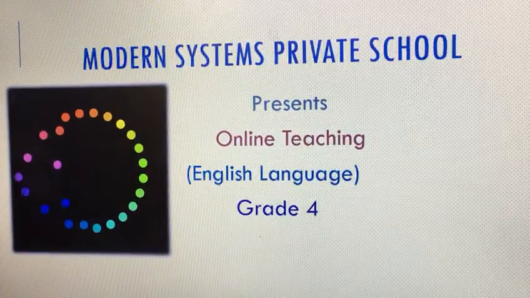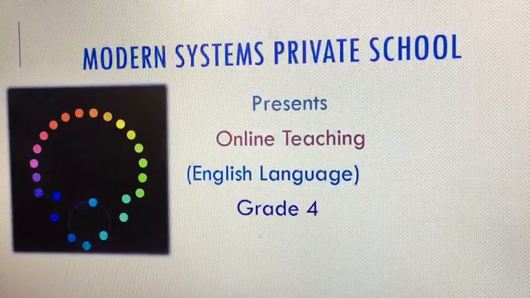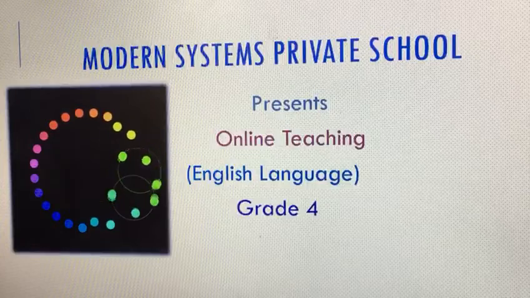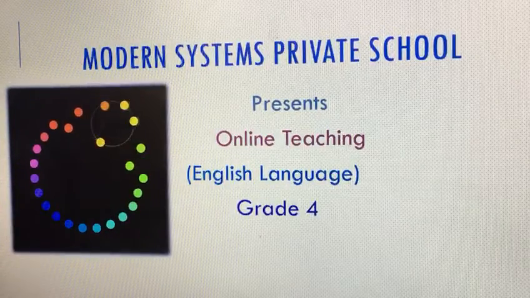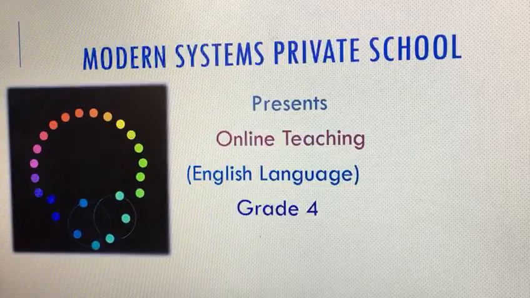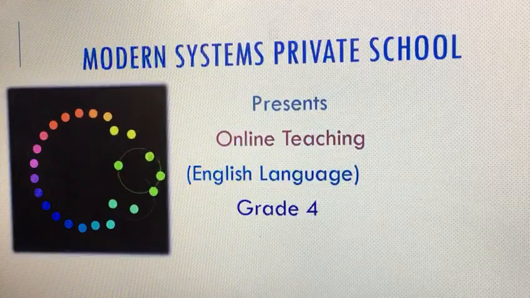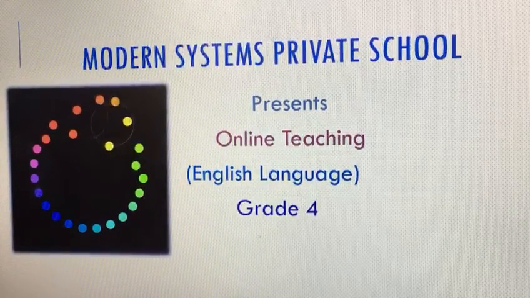Today, we will complete our online teaching and we will start with Lesson 5, Learner's Book. Lesson 5, Charlie and the Chocolate Factory. Please open your learner book, page 88.